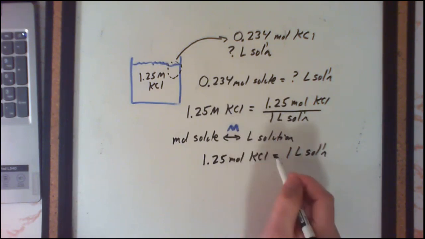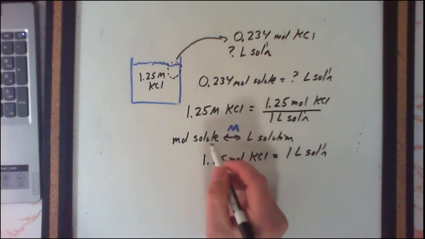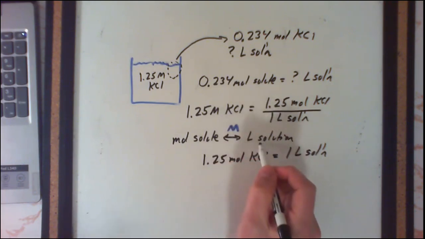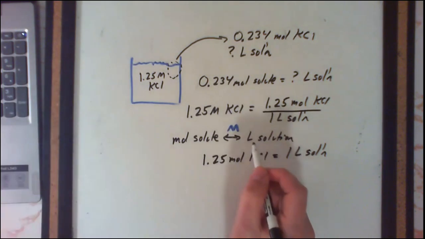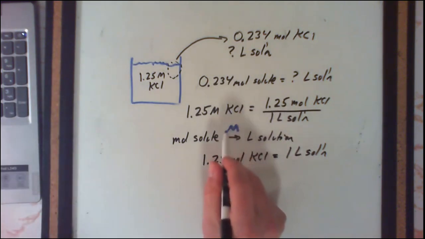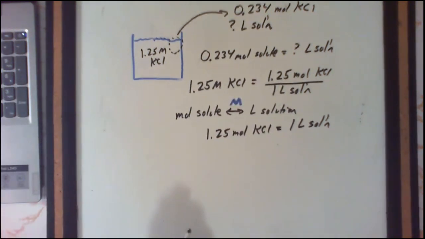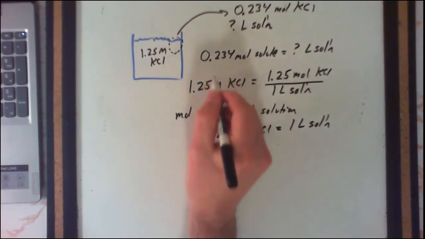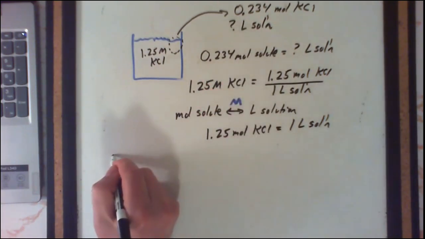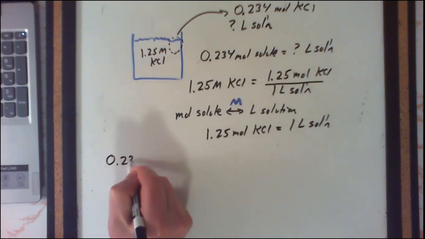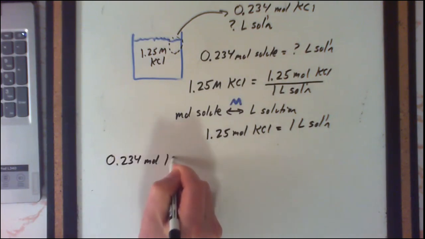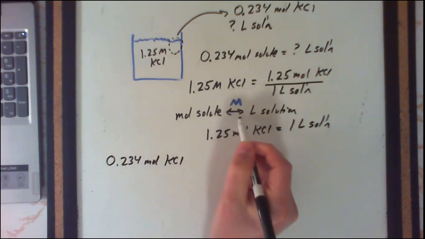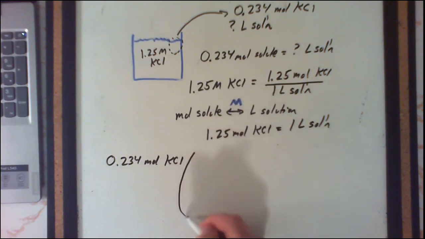So we can use this information as a conversion factor to relate moles of solute to liter solution, as we'll do here, or as we'll see later, liter solution to moles of solute. Molarity will be our conversion factor. So when we set it up, we have 0.234 moles of KCl is where we start. We want to use molarity as our one and only, in this case, conversion factor.